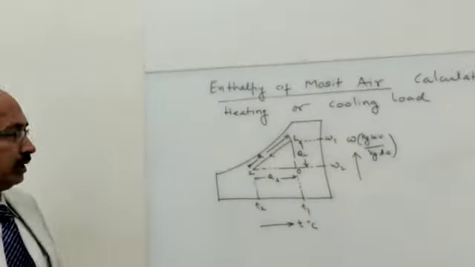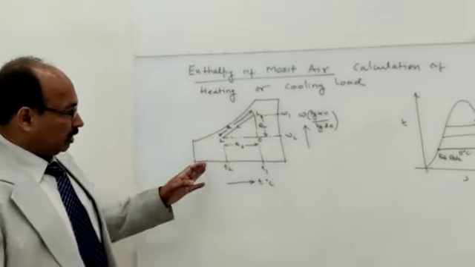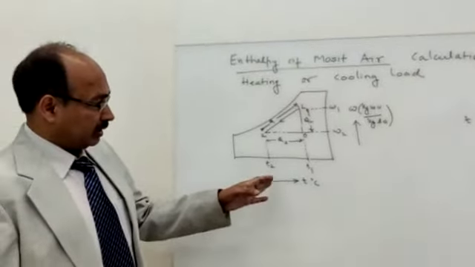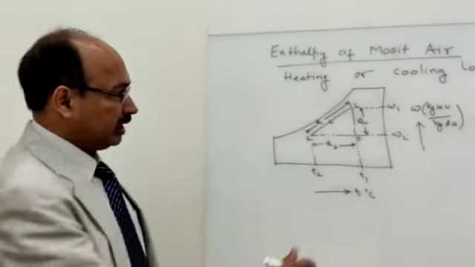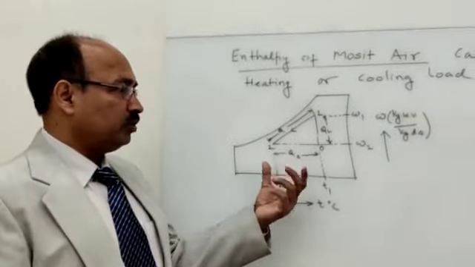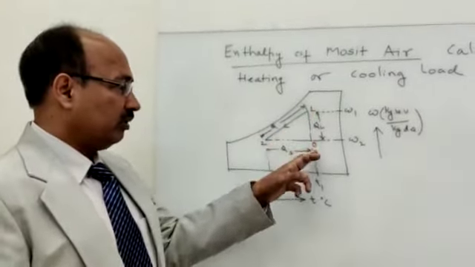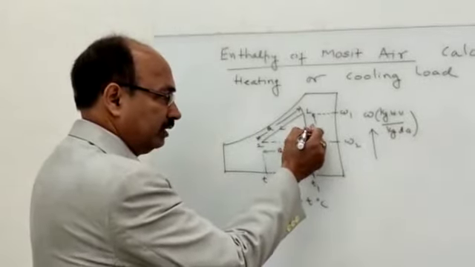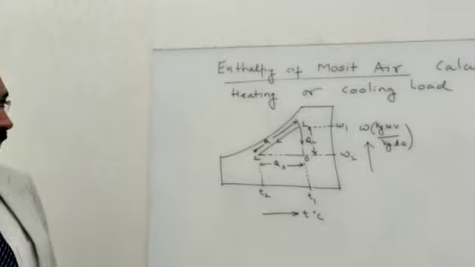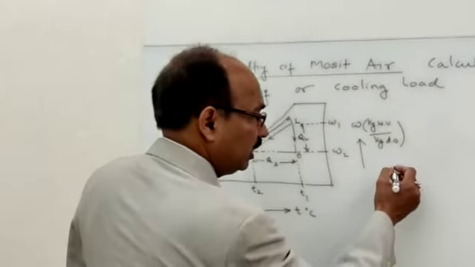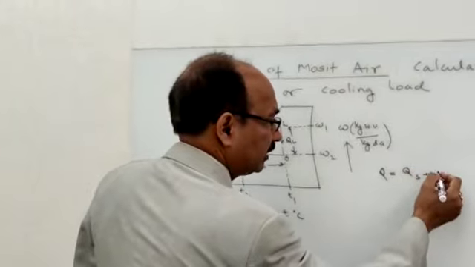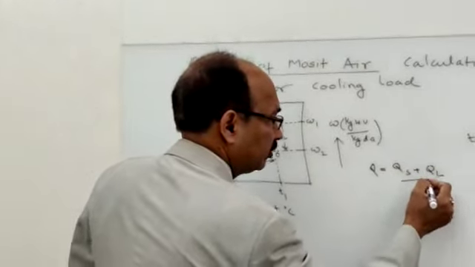So let us come to this image. You can see this is a psychrometric chart plot where a process is taking place from state 1 to 2. We can split this into two parts, from 1 to 0 as latent heat part and 0 to 2 as sensible heat part. So obviously the total heat Q is summation of Qs plus Ql.